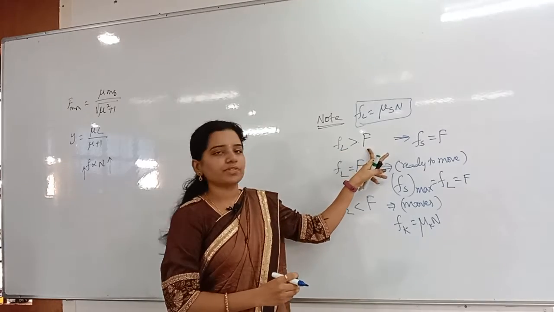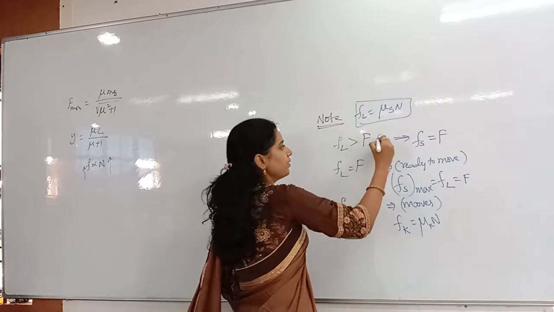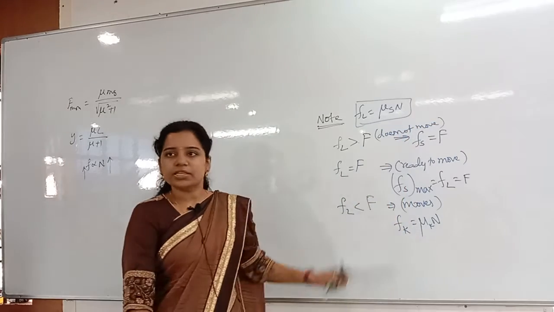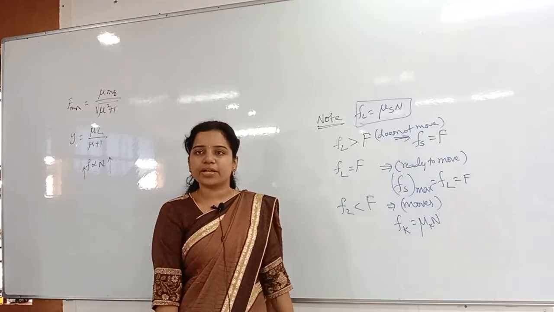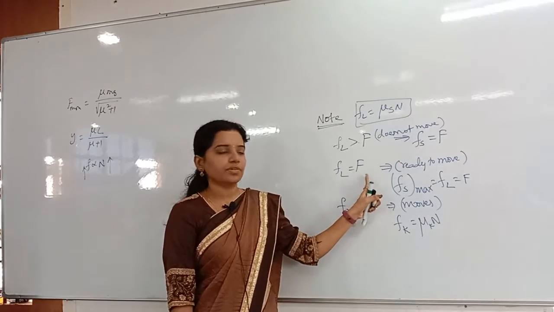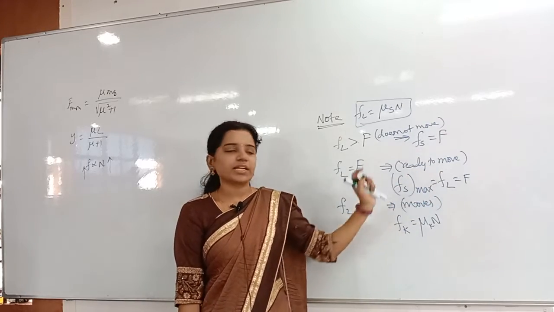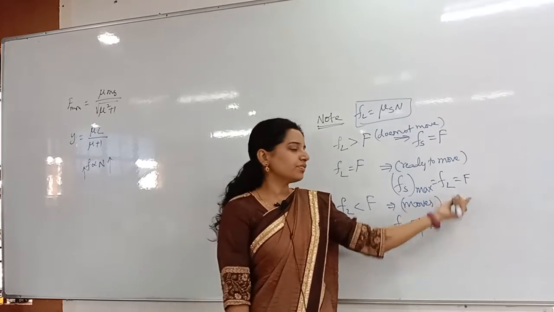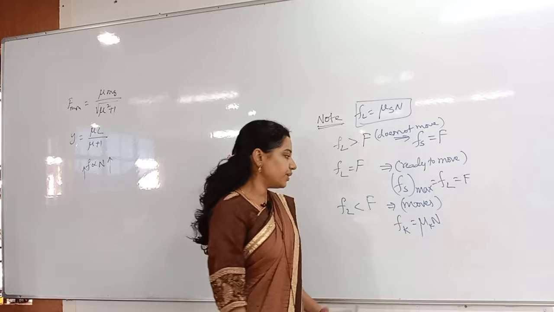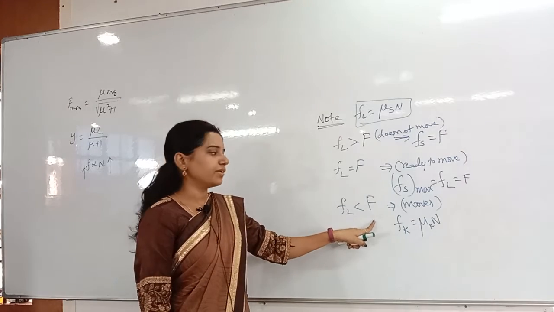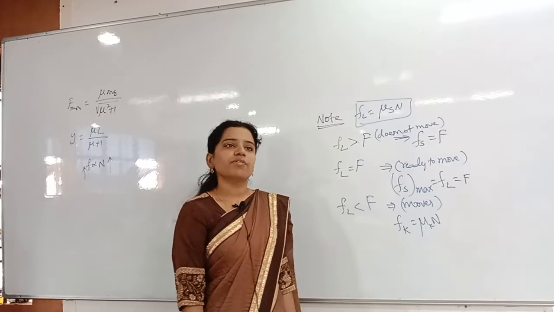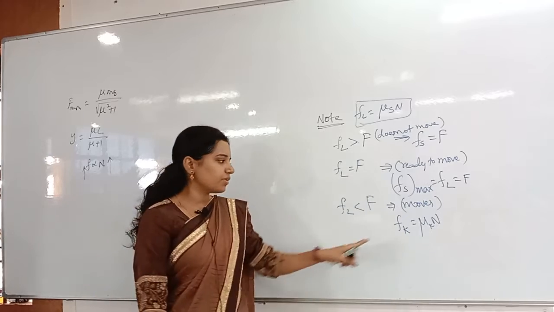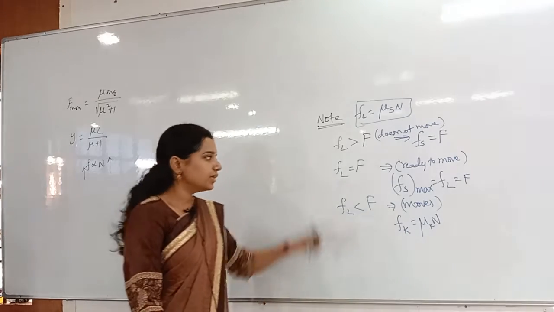If FL is greater than F, the body does not move. At that time the static friction will be there. Static friction is exactly equal to what? The applied force. Whenever FL is equal to F, the body is ready to move. If it is ready to move, then static friction will be maximum. So Fs maximum is equal to FL, that is equal to the applied force capital F. Whenever the limiting friction is less than the applied force, the body will move. When the body is moving, which friction will be there? Kinetic friction will be there. What is the formula of kinetic friction? Mu k into normal reaction. Write this note first of all.